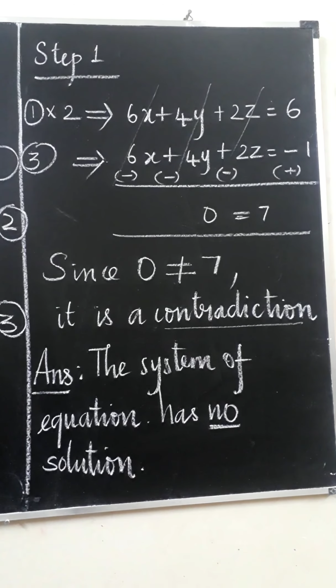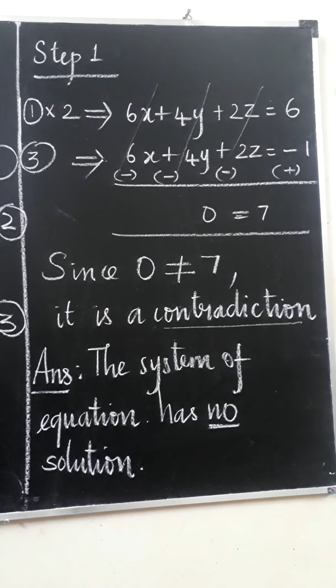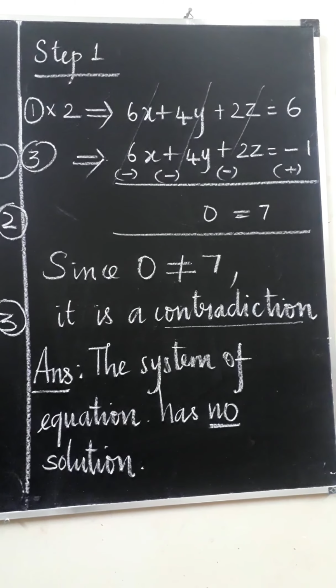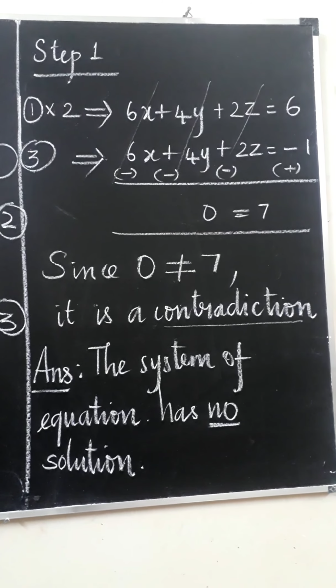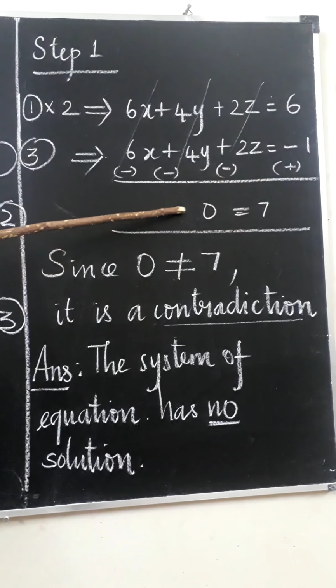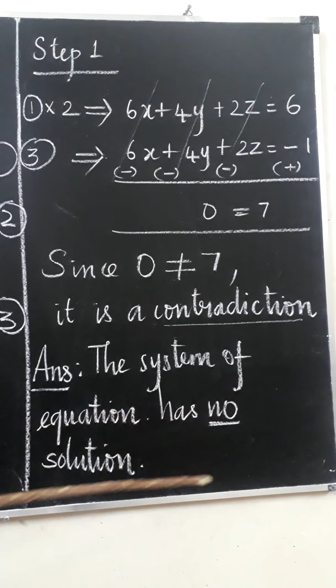Once again, I am saying that, keep that in mind. If it comes 0 equal to 0, then it is an identity. The system of equations has infinitely many solutions. But if it comes as a contradiction, which is not correct, then the system of equations has no solution.